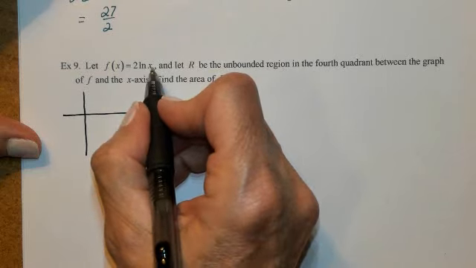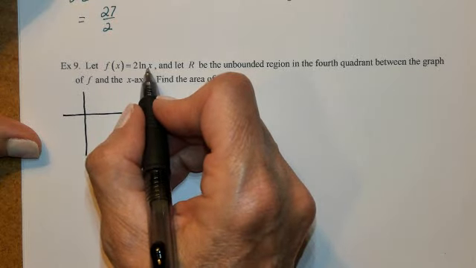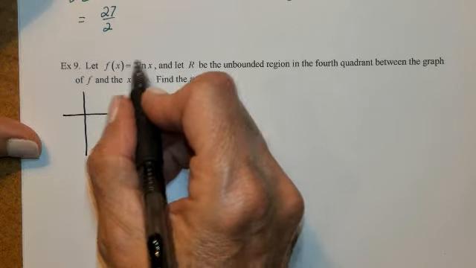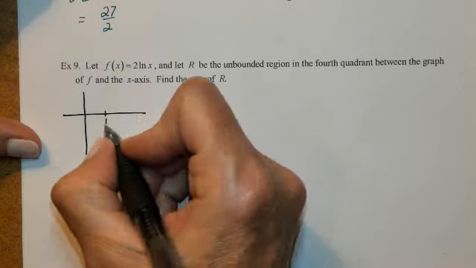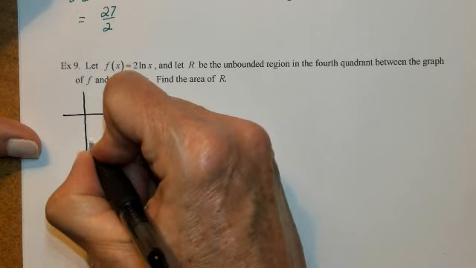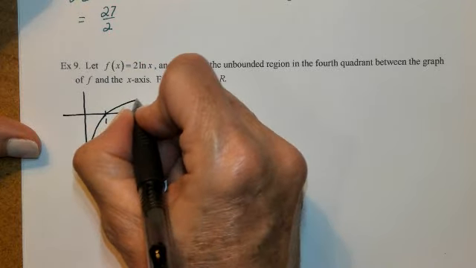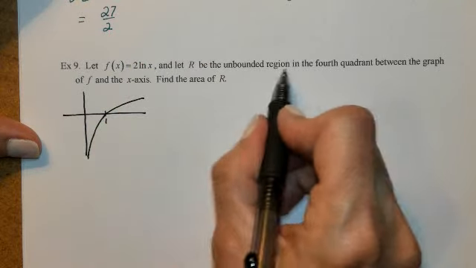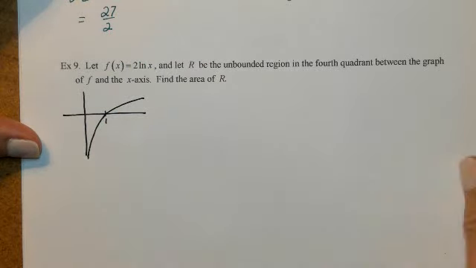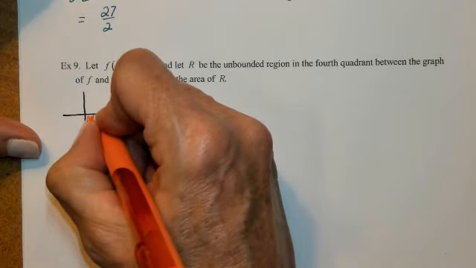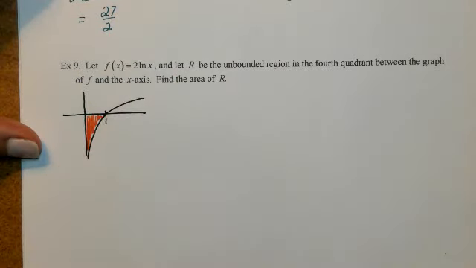So 2 log x, when x is 1, we'll have 0 still, right? When x is 1, we'll have 0. So the graph still looks like that, but I'm only looking at the 4th quadrant, so I only want to look at this piece. So this is the area that I want to find. That's my area I'm looking for.